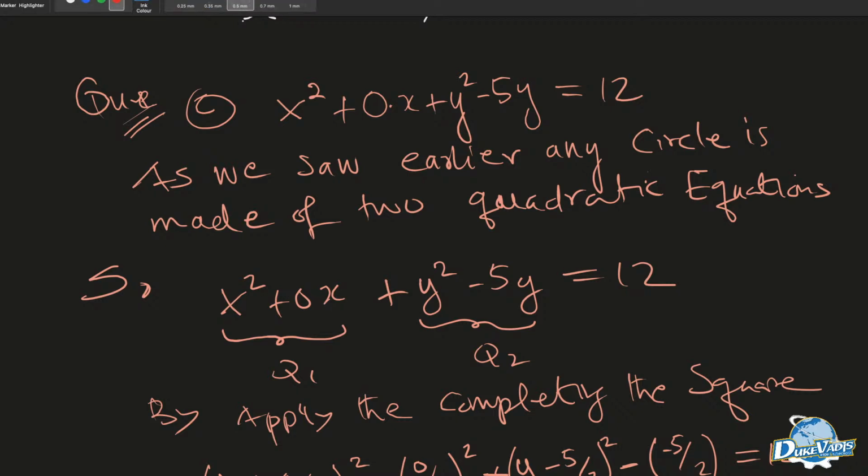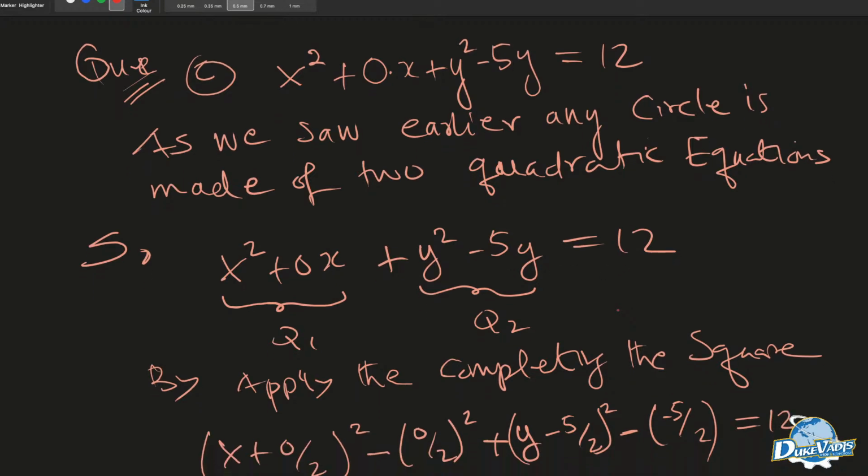What does it say? Okay, so x squared plus 0 times x plus y squared minus 5y is equal to 12. So as you can see this one is very interesting. The 0 over here means a 0 times x. So x squared plus y squared minus 5y is equal to 12. So as we saw earlier, any circle is made up of 2 quadratic equations. So if you look at it very carefully, you have x squared plus 0x plus y squared minus 5y is equal to 12.